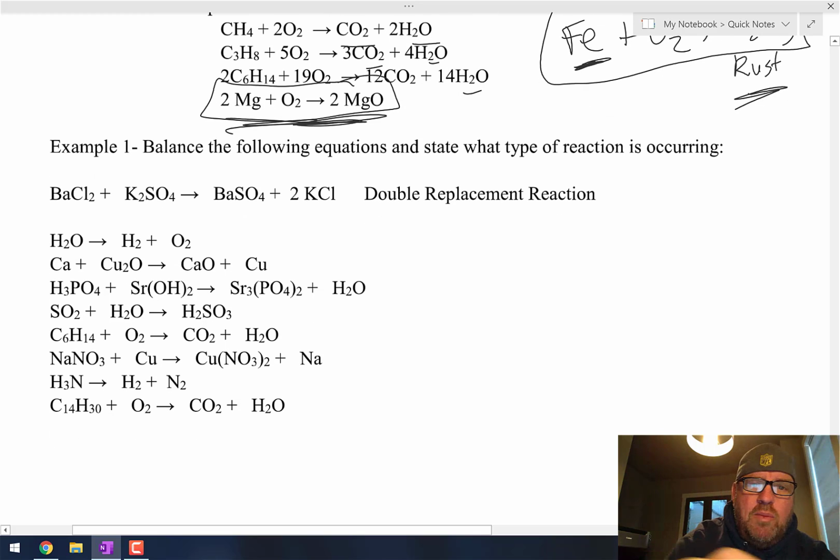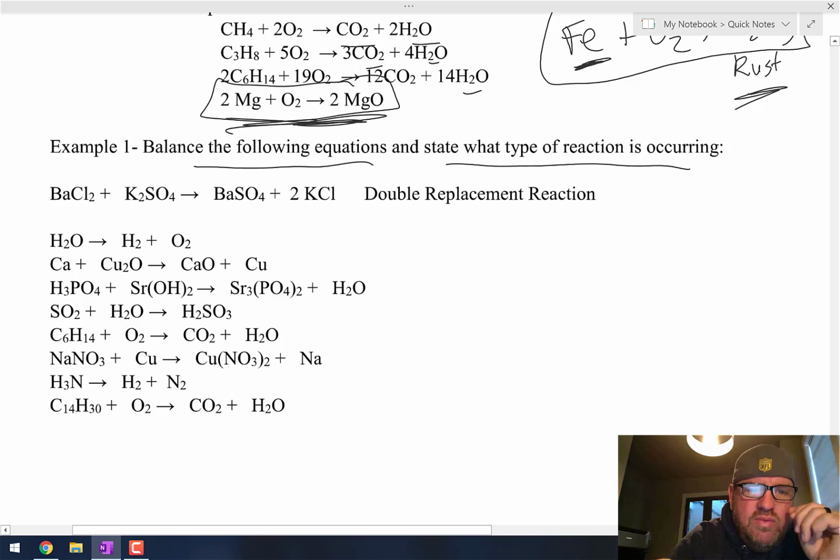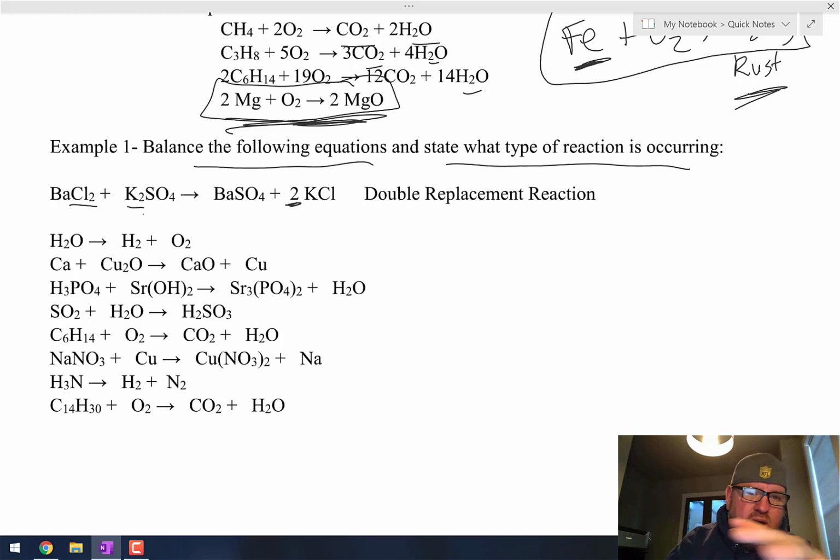So, balance the following equations and state what type of reaction is occurring. In terms of our first example here, notice we have 2 potassiums and 2 chlorines, so there's a 2 right there. And again, I kind of start with synthesis and decomposition. If it's one of those, great. Then you don't have to worry about it. And then I kind of go to combustion after that. And then from there, I go to single and double replacement, if it happens to be single or double replacement.